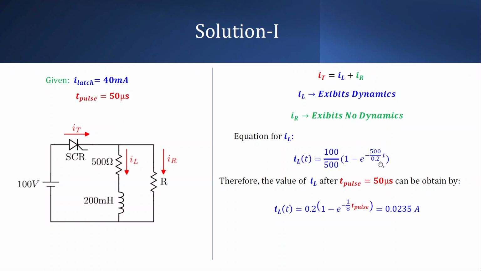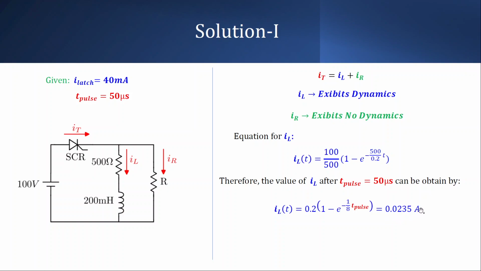So what you are interested to find is what value this current IL would reach after you apply the gate pulse. The pulse width is 50 microseconds. So let us see what the value of IL would be after these 50 microseconds have passed. If I put t equal to 50 microseconds in this equation, we'll find that the value of IL would be 0.0235 ampere. What does that mean? That is 23.5 milliampere. Correct?